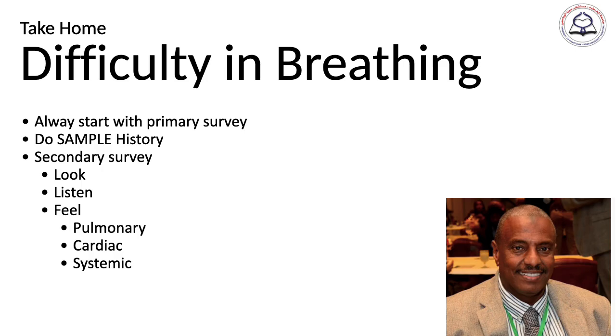Take home: in patient with difficulty in breathing, always start with primary survey, do A, B, C, D, E. Whenever you find an abnormality, fix it before you move on. After you stabilize the patient, take sample history, and then you go into detailed secondary survey. While you are doing the secondary survey, whenever there is abnormality or critical issues, you have to go back to A, B, C, D, E approach.